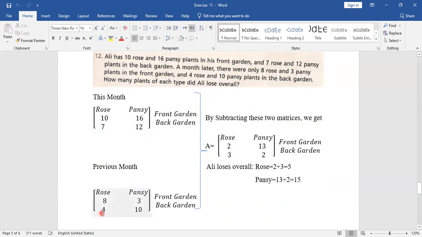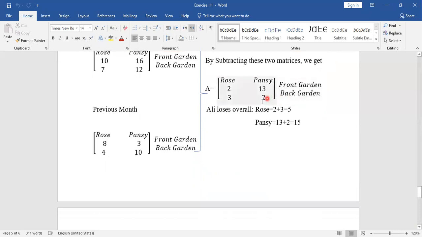7 minus 4 is equals to 3. And 12 minus 10 is equals to 2. Now overall, how many roses? 2 plus 3, that is 5. Because we are finding overall loss from the back garden and front garden, so we are going to add column wise. 2 plus 3, 5, pansies 13 plus 2, 15.